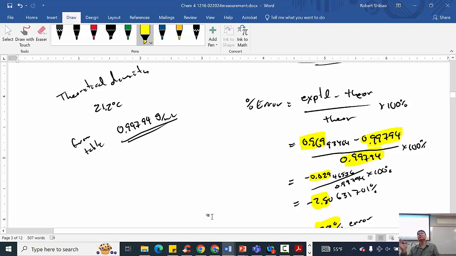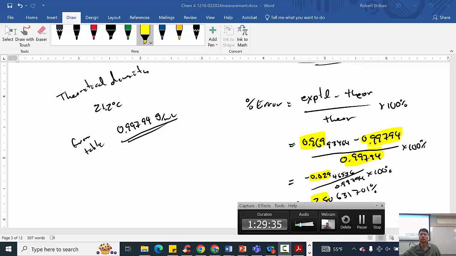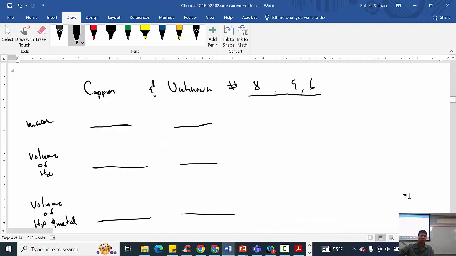And then what we're going to do is redo it. It doesn't ask you to calculate the percent error for each one, but we're going to calculate the percent error for each one. And so that's going to be one difference. Determine the volume of water with the metal in there.